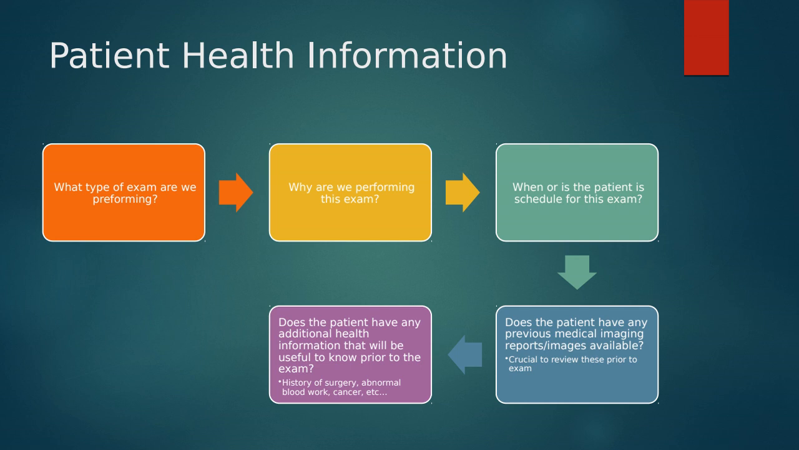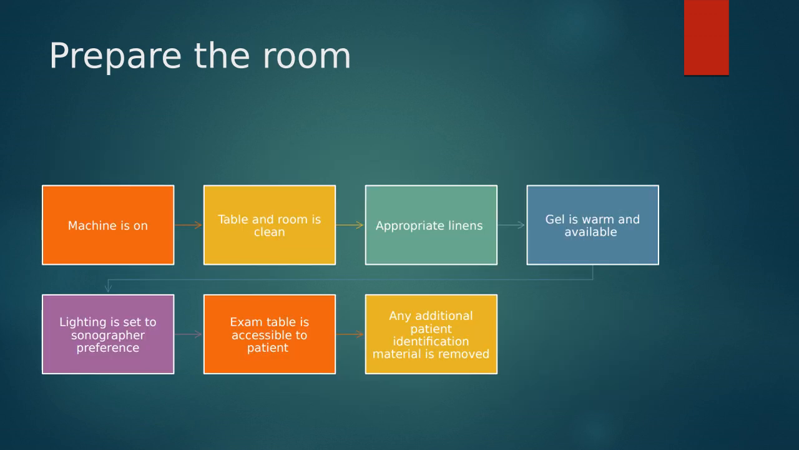Does the patient have any additional health information that we should know that could be useful to us before or while we're performing that exam? So have they had any history of surgeries, any abnormal blood work, any history of cancer? All of those things are going to make a difference to us when we're scanning, especially if we find something and we're like, ooh, what is this? If we have a little bit more background knowledge on that patient, we'll be able to place those puzzle pieces together a little bit more easily.